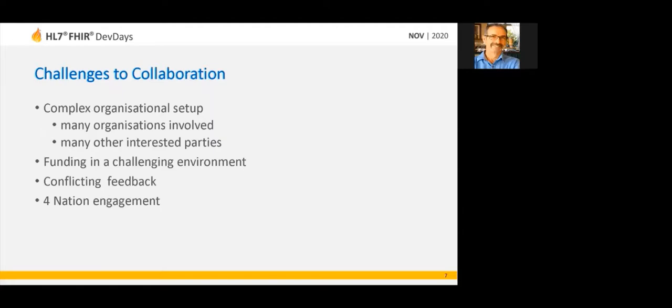4 nations engagement is a challenge at the moment. Not all 4 nations are using FHIR to the extent that England is. Wales are coming on board with us and working with us. We're still currently seeking dialogue, seeking interaction with Scotland and Northern Ireland.